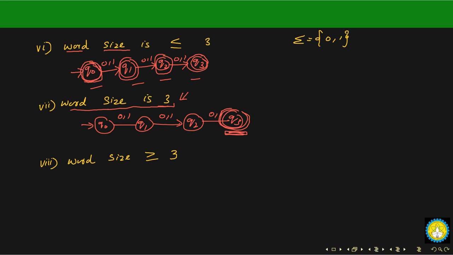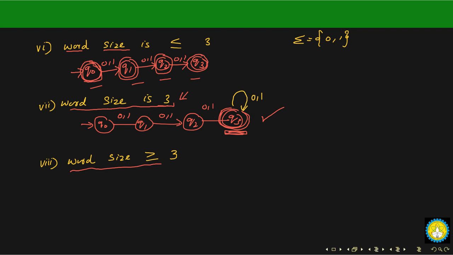Okay, so we have one more question, which asks us to have the word size greater than or equal to 3. For this, we can modify the NFA for word size equal to 3. The only thing that you need to do here is to provide an additional transition from Q3 like this. So you can have anything, 0 or a 1, there, so that it will accept strings whose word size is greater than or equal to 3. So we expect a minimum of 3.